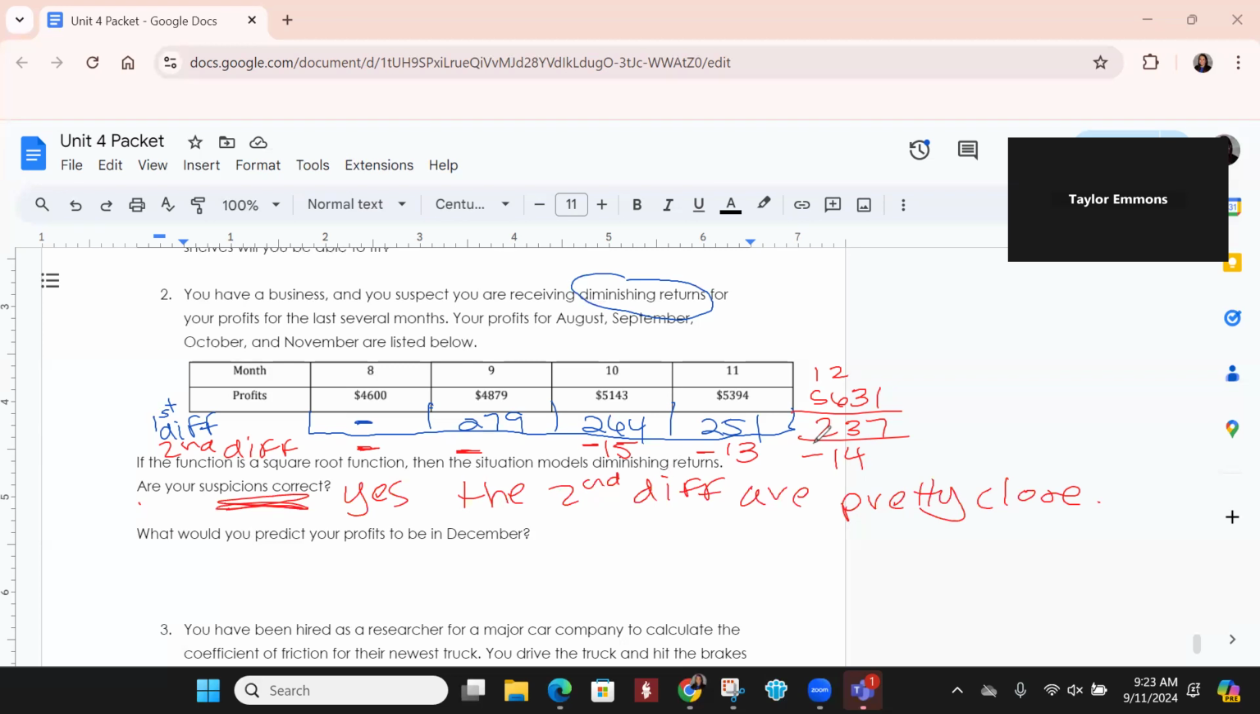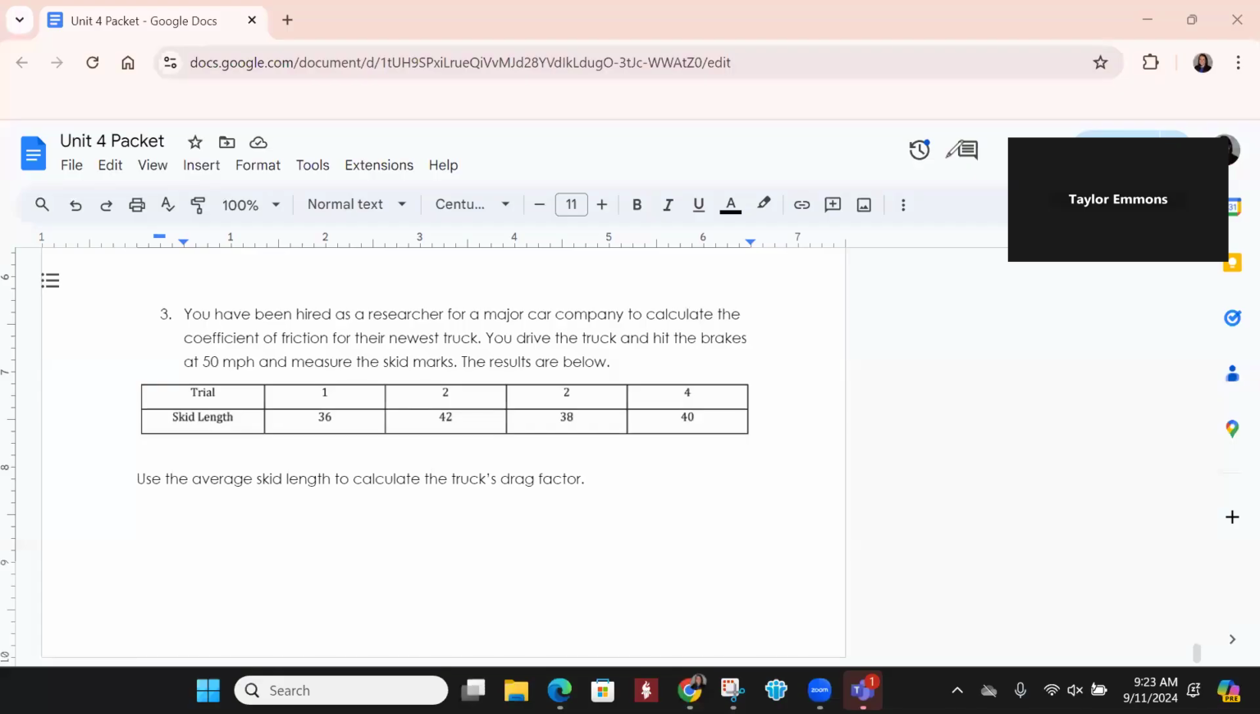Okay, go ahead and look at number 3. Go ahead and read that over. So you've been hired as a researcher for a major car company to calculate the coefficient of friction for their newest truck. You drive the truck and hit the brakes at 50 miles per hour, measure the skid marks, and the results are below. In the first trial, you had 36 feet worth of skid mark. Second trial, 42. Third, 38, then 40. Use the average skid length to calculate the truck's drag factor.